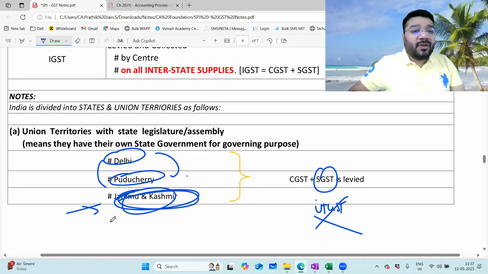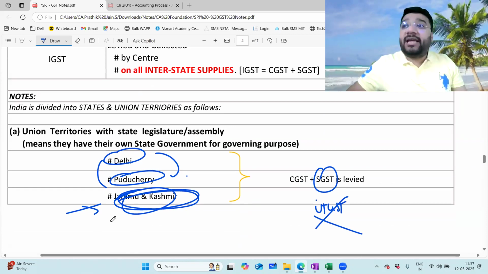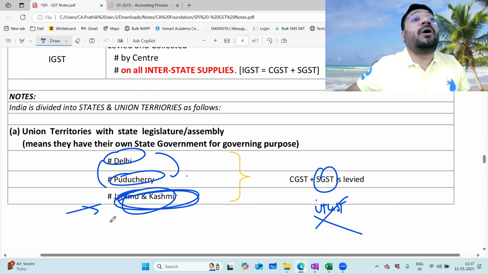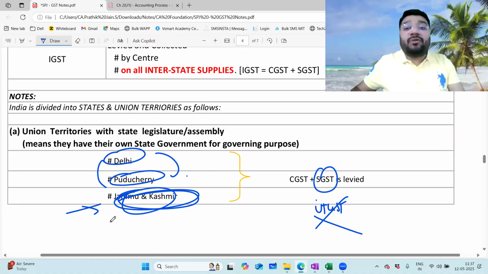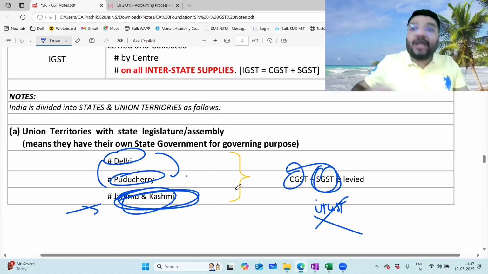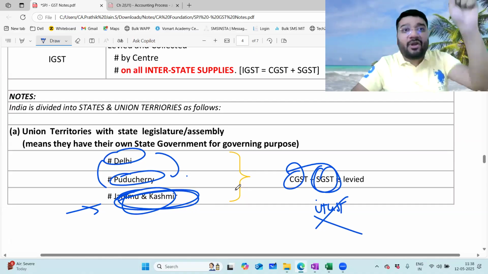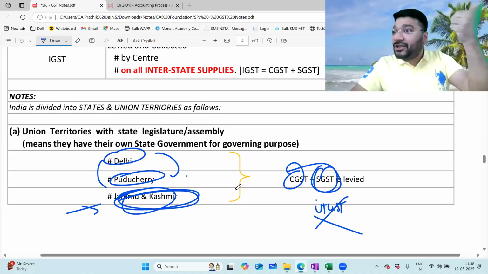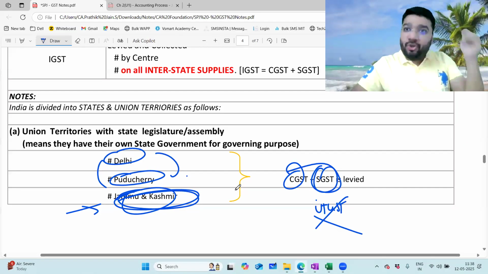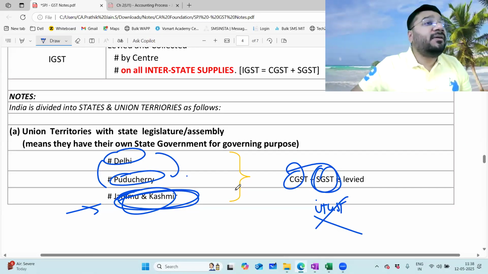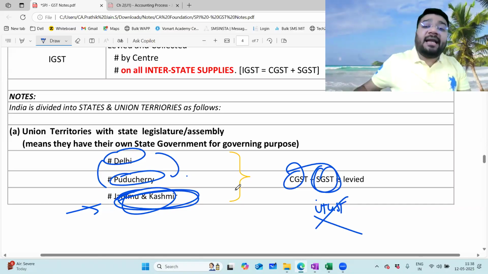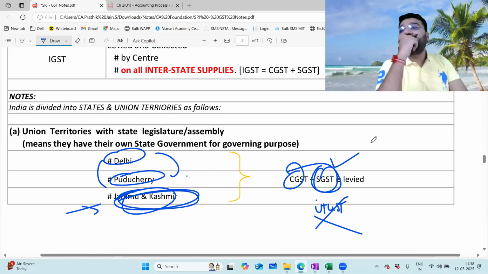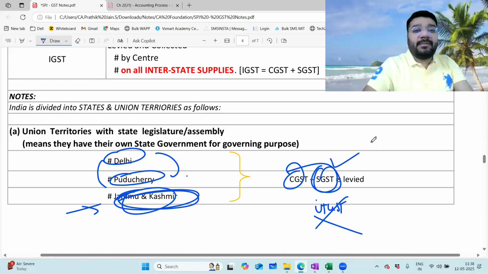Whereas if you go to Delhi, Puducherry and Jammu and Kashmir and take any product from the local market, in the bill you will find what? CGST and SGST. UTGST will not come into the picture because these three union territories have their own state government. So they have got the status of a state. Though they're UTs, they are still treated as states, and SGST is what is charged. Am I loud and clear? Online people, am I loud and clear?